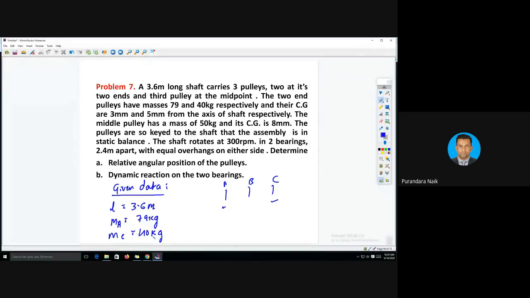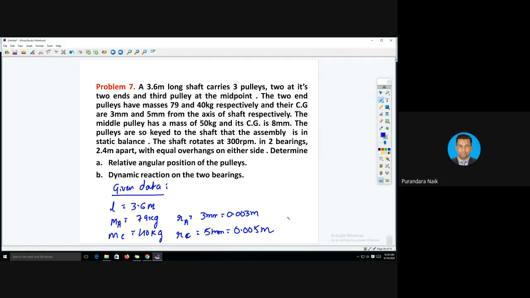Next, we have the radius of rotation. RA is equal to 3 millimeter, and it is equal to 0.003 meter. Similarly, RC is equal to 5 millimeter, and it is equal to 0.05 meter. So that we have already discussed, right? And if you go to the next slide, we have the radius of rotation.